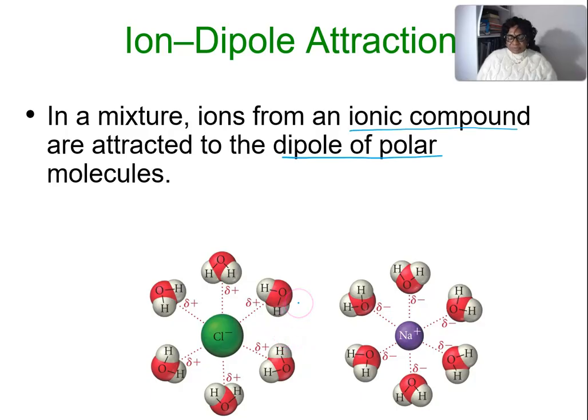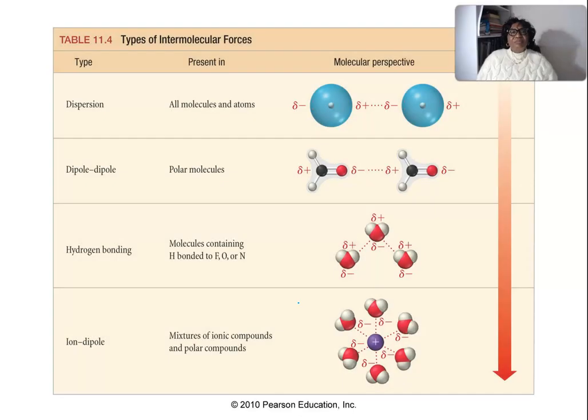In summary, we have dispersion force. All molecules and atoms have it. It's temporary, so it's the weakest. Then we have dipole force of attraction, which exists between polar molecules. Then we have hydrogen bonding.